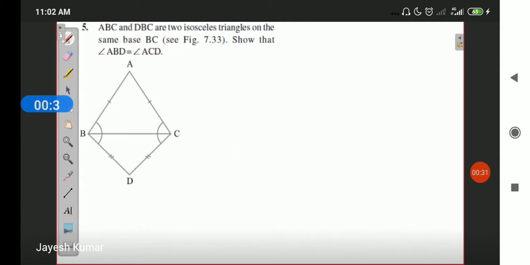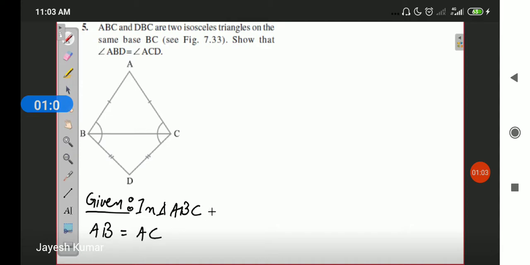Moving on to question number 5, let us write down once again what is given to us and what is to be proved. What is given to us is triangle ABC and triangle DBC are two isosceles triangles on the same base BC. So triangle ABC is an isosceles triangle. That means AB and AC are equal. In triangle ABC, you have AB and AC as equal.